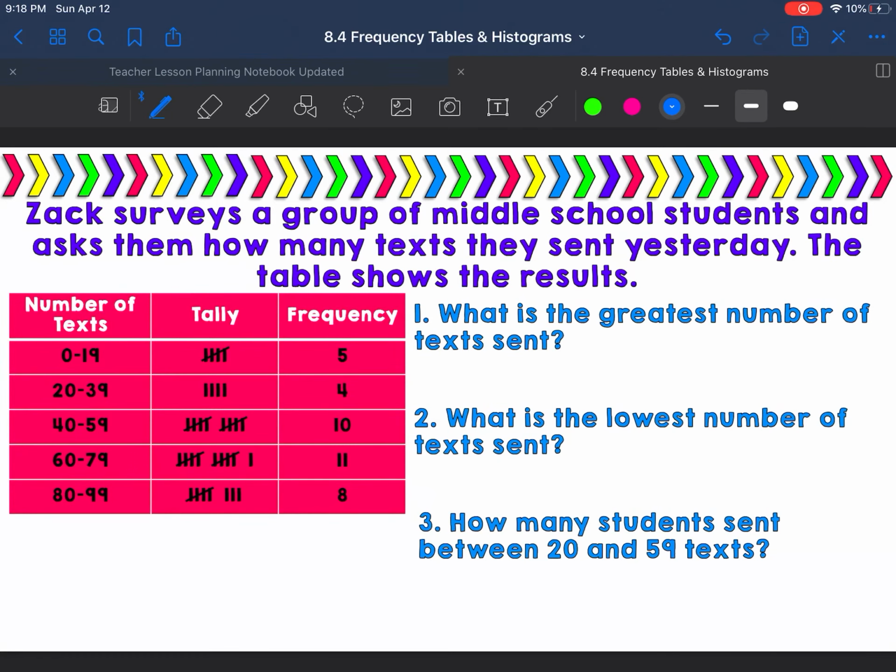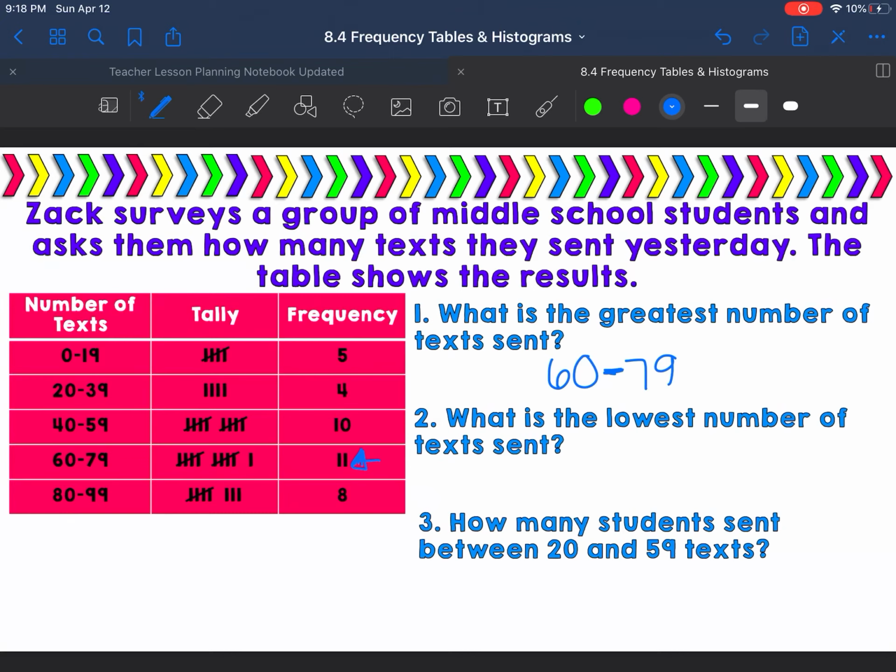1, what is the greatest number of texts sent? Well, look at your chart. The greatest number is here, 11. 11 is my biggest, so the greatest number of texts sent were between 60 and 79.